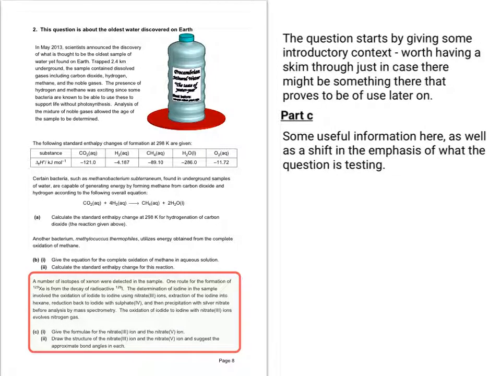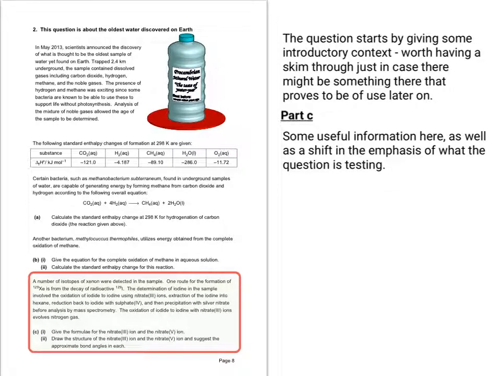So there's some useful information that talks about isotopes of xenon. It talks about determination of iodine. It talks about oxidation of iodide to iodine using nitrate 3 ions. It talks about extraction of iodine into hexane and reduction back to iodide with sulfate 4, followed by precipitation. So lots of different things being talked about. It also mentions mass spectroscopic analysis. So this would suggest that what they're doing is preparing the ground for a series of questions on this.